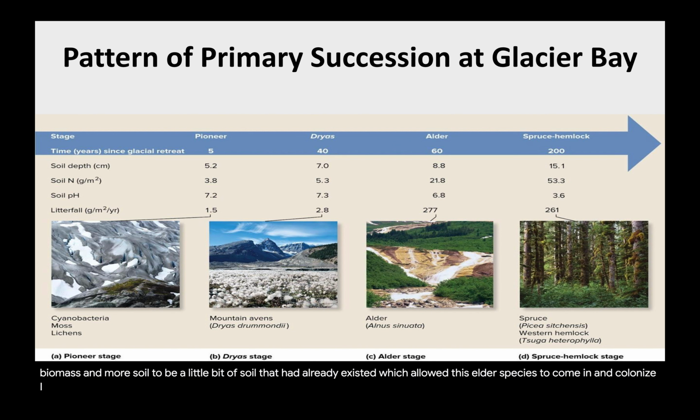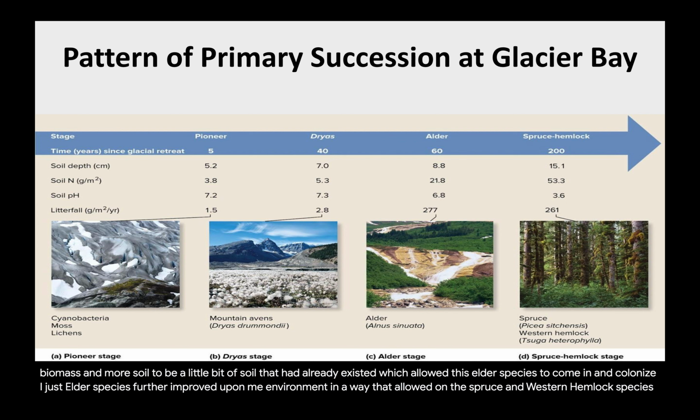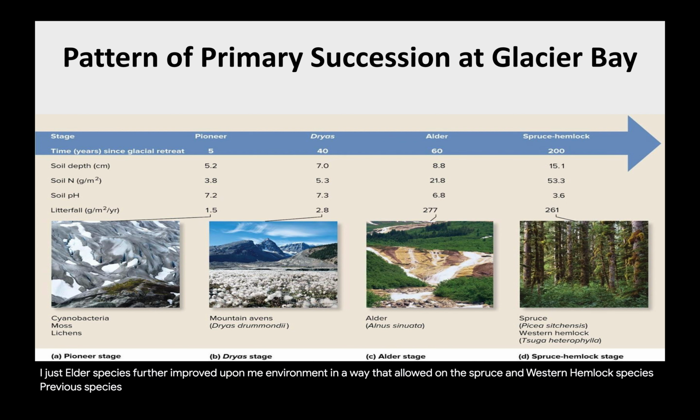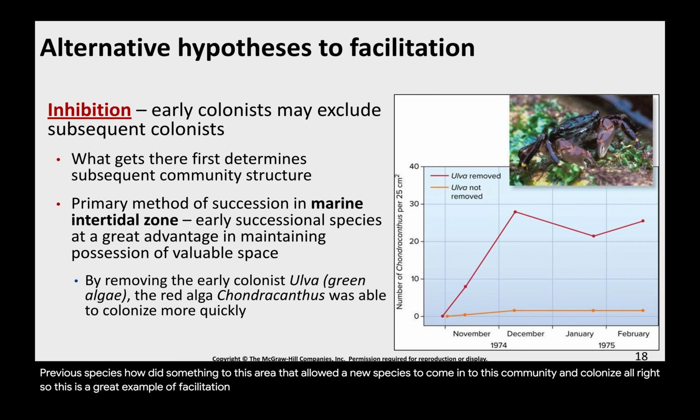This alder species further improved upon the environment in a way that allowed these spruce and western hemlock species to come in and colonize. So each previous species added something to this area that allowed a new species to come into this community and colonize. So this is a great example of facilitation. But that's not the only hypothesis out there.